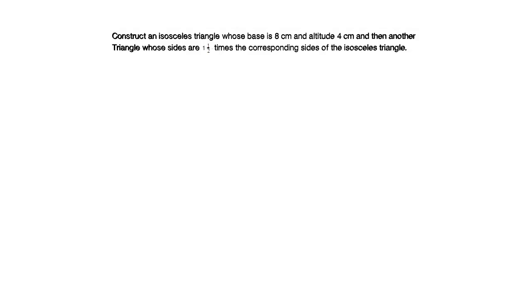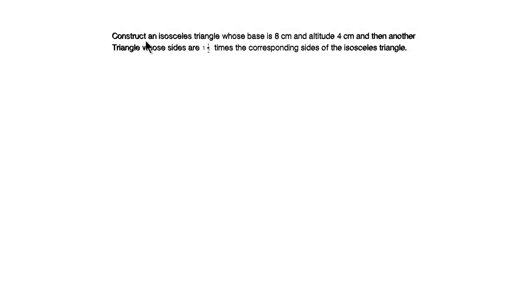Hello everyone. In this video I am going to teach you how to construct a similar triangle when the ratio given to you is of the greater than one type. So this is the fourth question of exercise 11.1 from the chapter Construction of NCERT Mathematics textbook. Let us read the question.